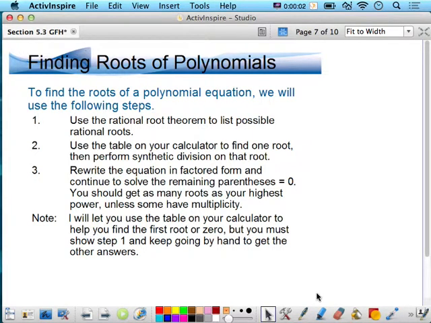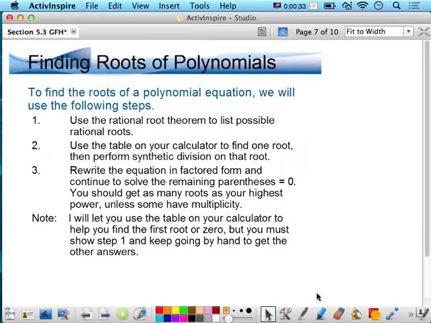So at this point, we want to talk about how to actually find the roots of polynomials that won't factor. First thing you want to do is use the rational root theorem to generate a list of possible rational roots. Then you want to use the table on your calculator to find one root. So you're looking for one that when you substitute in, it will give you a y value of 0. Then you want to perform synthetic division on that root.